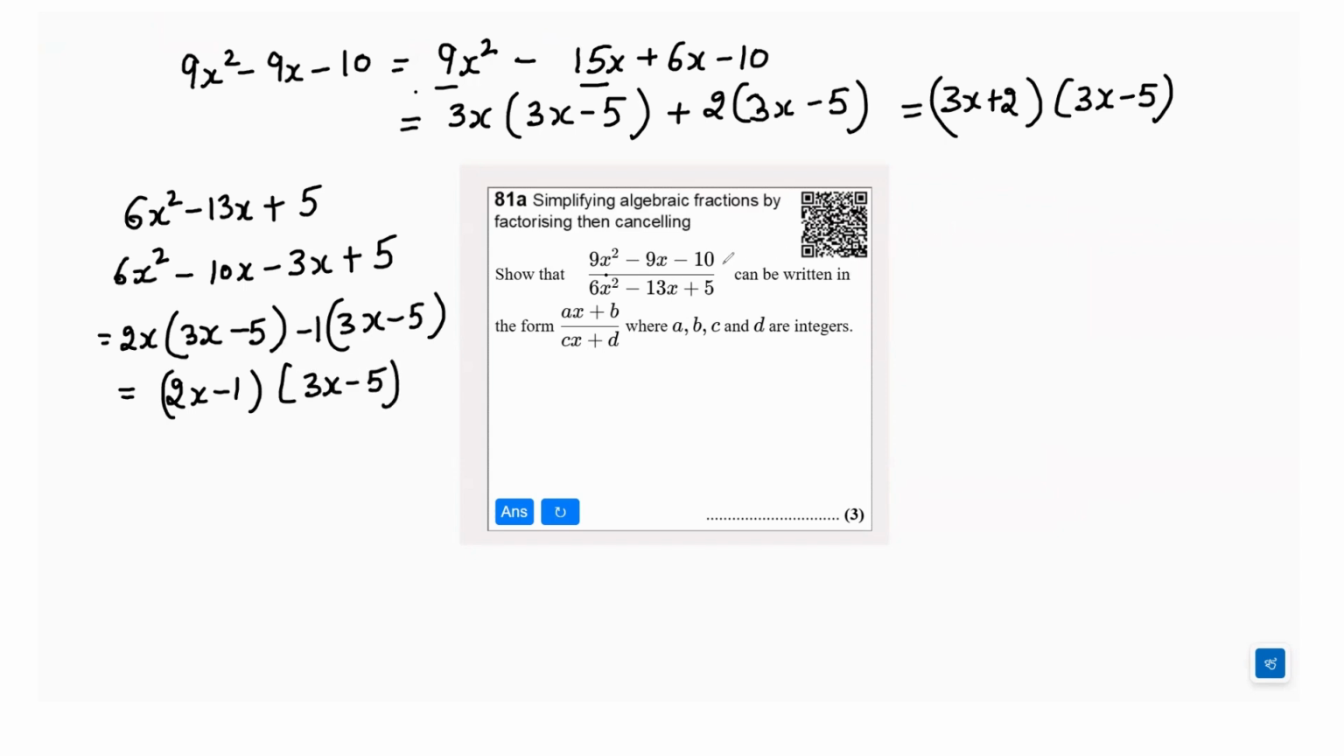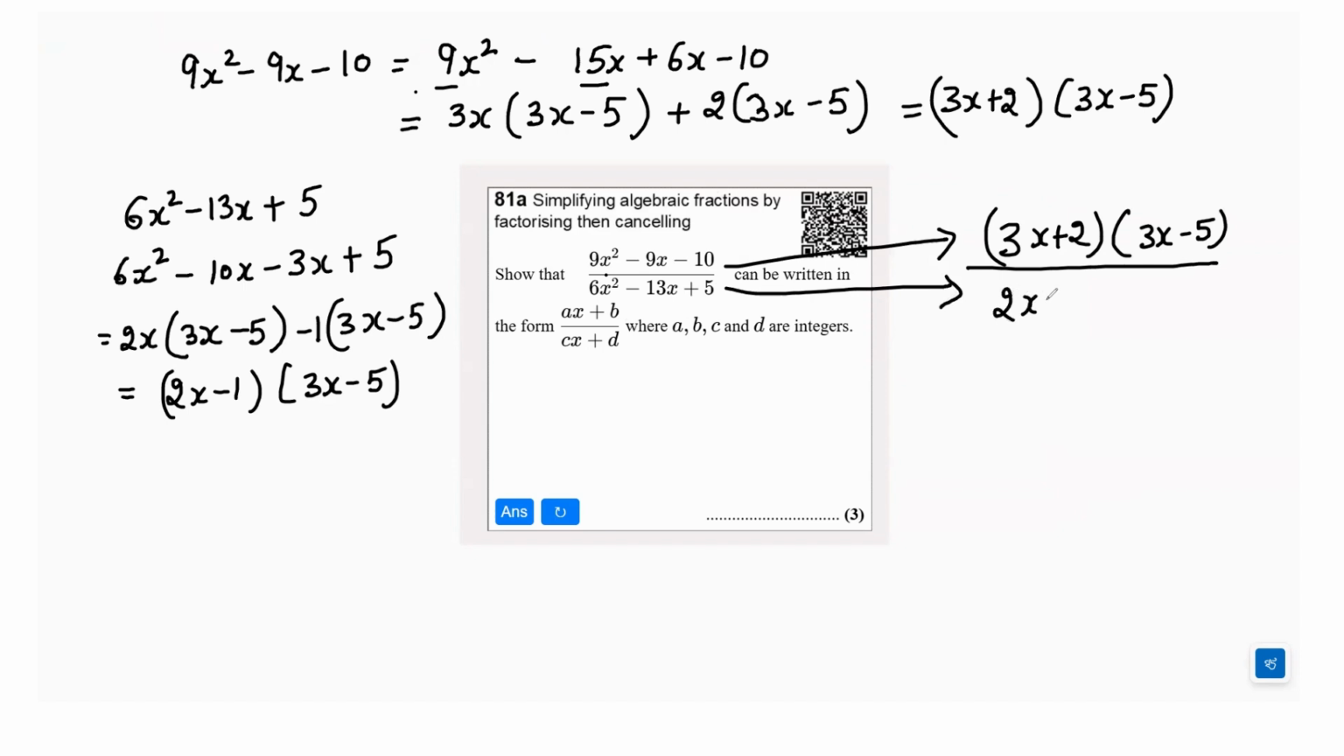So we can write down in place of this expression 3x plus 2 into 3x minus 5 over, in this we can write down 2x minus 1 into 3x minus 5. So we can cancel it. So for this expression, the answer would be 3x plus 2 over 2x minus 1.